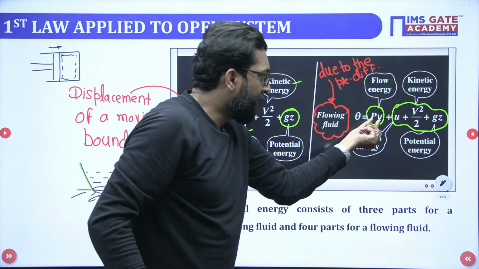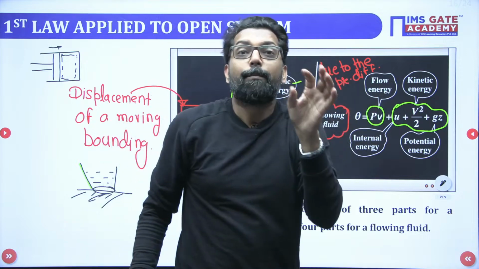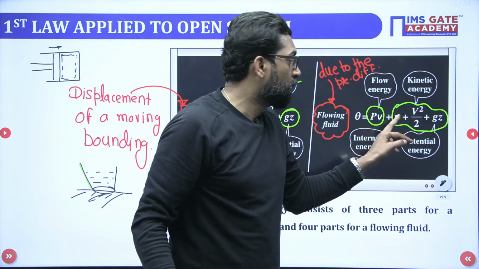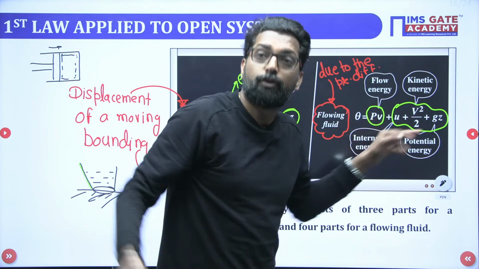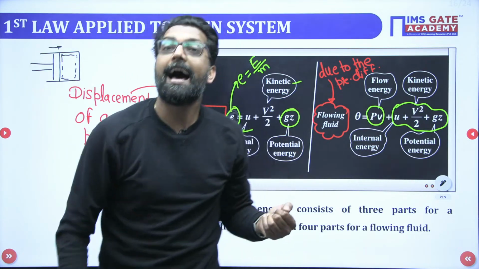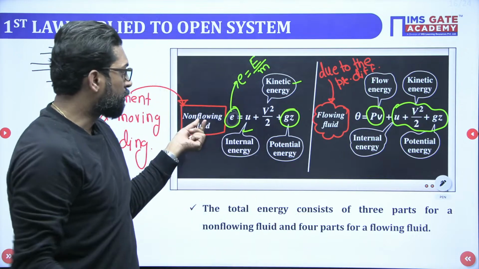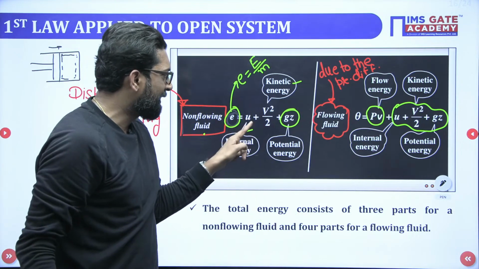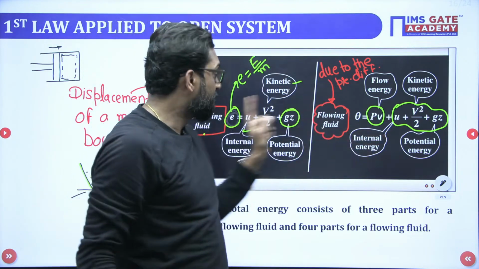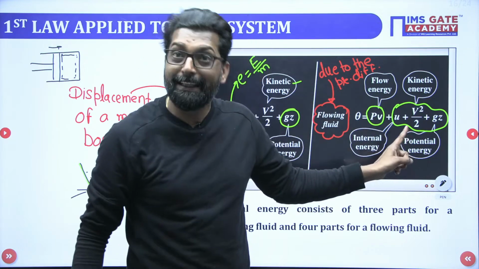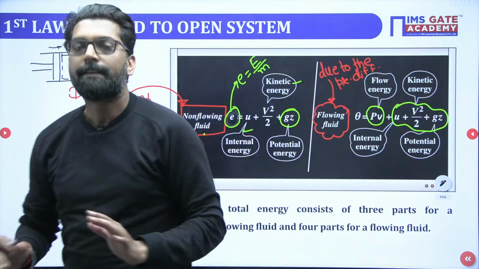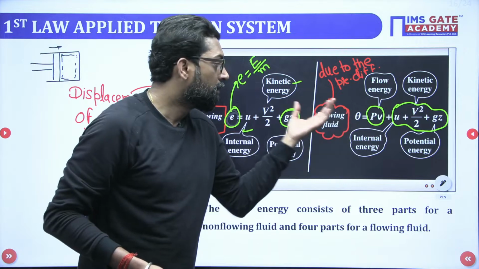And this PV plus internal energy must be a property. Why? Because U is a property, P is a property, V is a property. So adding these, there is a property, and that property is known as enthalpy. For the non-flowing fluid: internal energy plus kinetic energy plus potential energy. For the flowing fluid, instead of internal energy, you must put enthalpy: enthalpy plus kinetic energy plus potential energy. That is your flowing fluid.